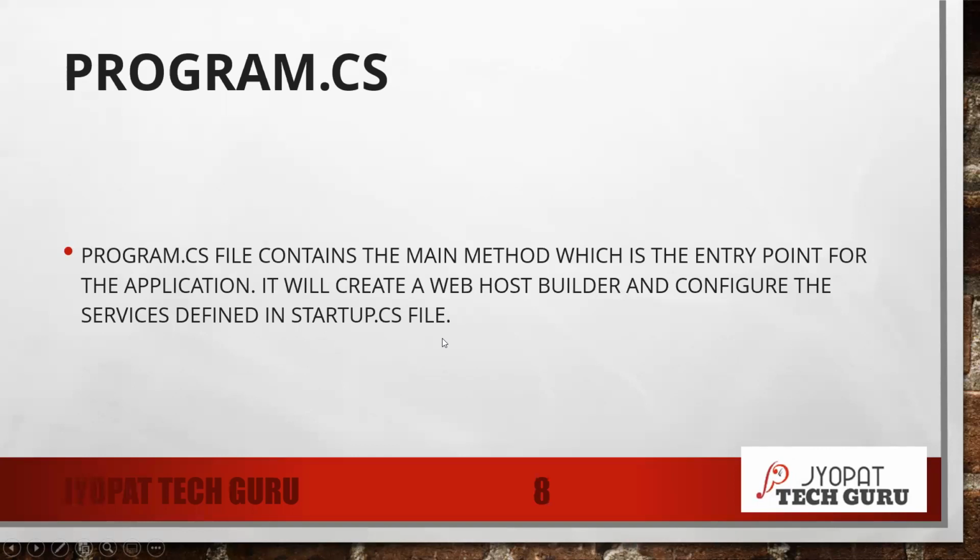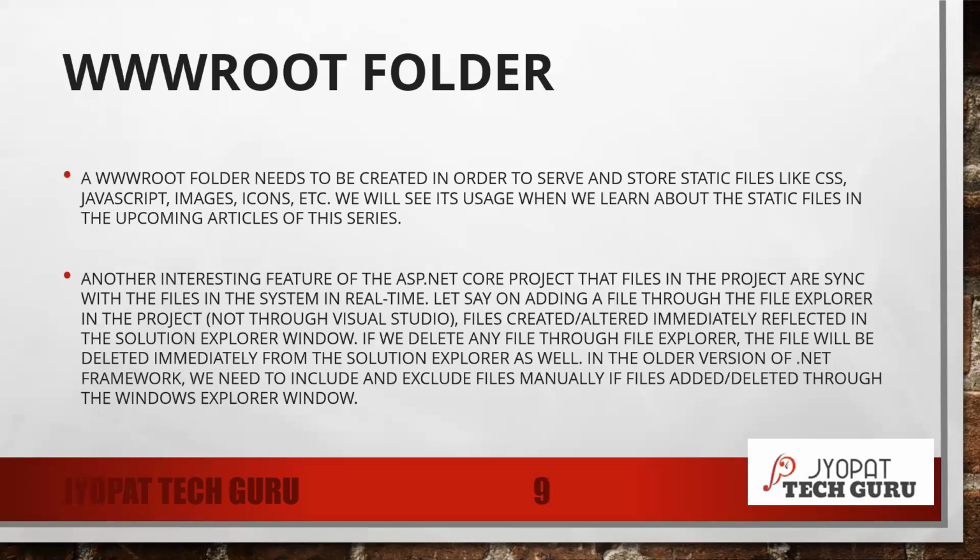The Program.cs file contains the Main method, which is the entry point for the application. It creates a web host builder and configures the services defined in the Startup.cs file. The wwwroot folder, I have already explained. It contains the standard CSS, JavaScript and image files, or the Bootstrap or jQuery related files, which you relate to your entire application. As per your requirement, you can keep adding any number of files over here to implement your logic for your ASP.NET Core web application, whether empty or with MVC.